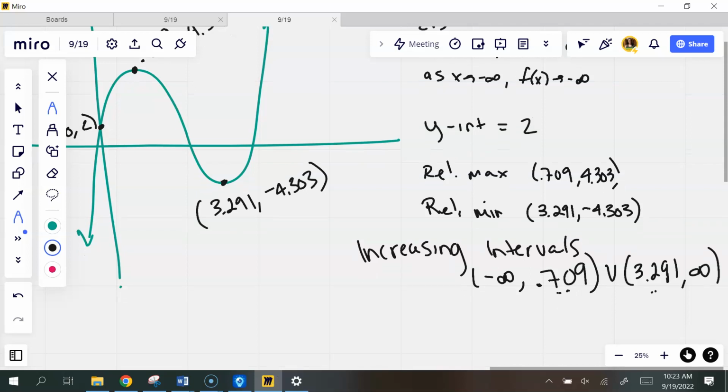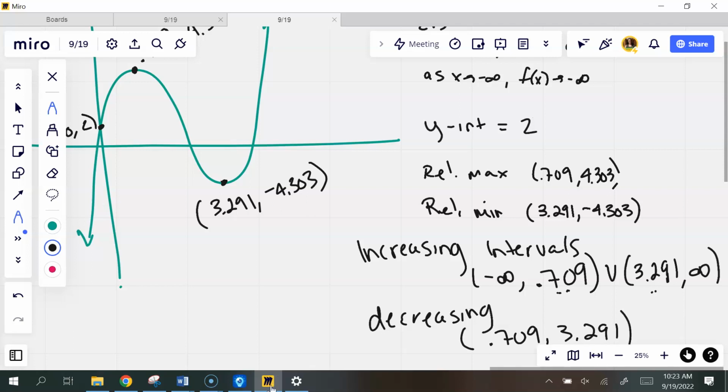Yes, that's exactly right. The decreasing interval: where am I decreasing as I move left to right? That's 0.709 until 3.291. If you're ever asked for function value, that is your y, but when you describe intervals and things like that, I'm talking about my x value, not my y value. Okay, I'm starting to lose a few of you.